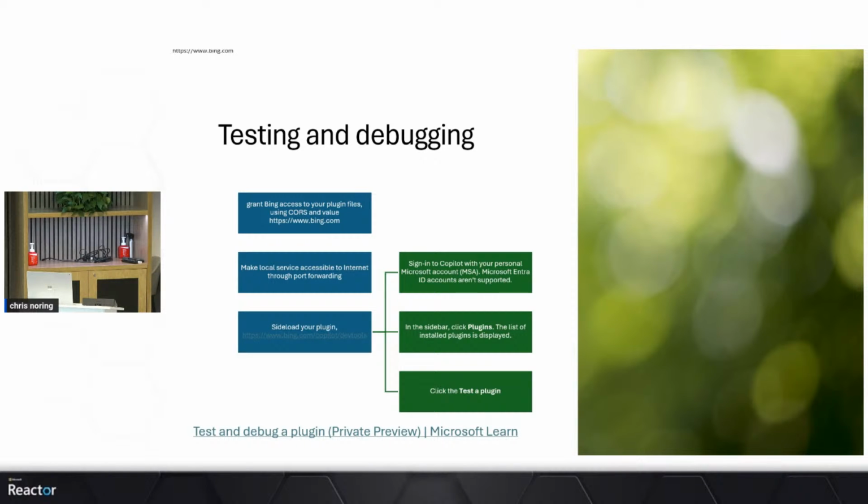And then you need to be side loading your plugin, which essentially means that you need to sign in to Copilot with your Microsoft account. There's a plugin menu in there. So you can just see the list of plugins and then test the plugin. So once you go through all these steps, make sure that your plugin is working properly.